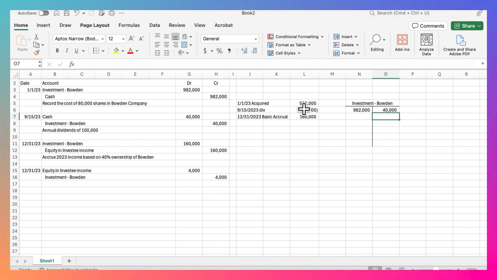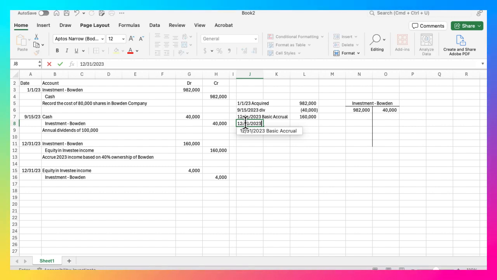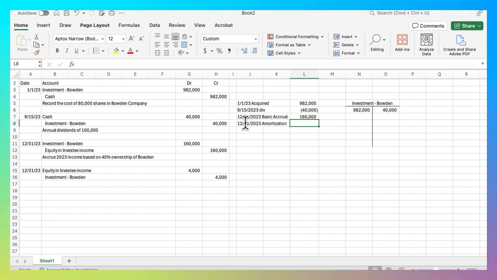Okay. We're doing the same exact thing. The concept is the same. I know it looks different, but the concept is exactly the same. So the next thing we have on 12/31/2023, we have the amortization, and that was the $4,000. That decreased the amount that we have in that investment. Okay.